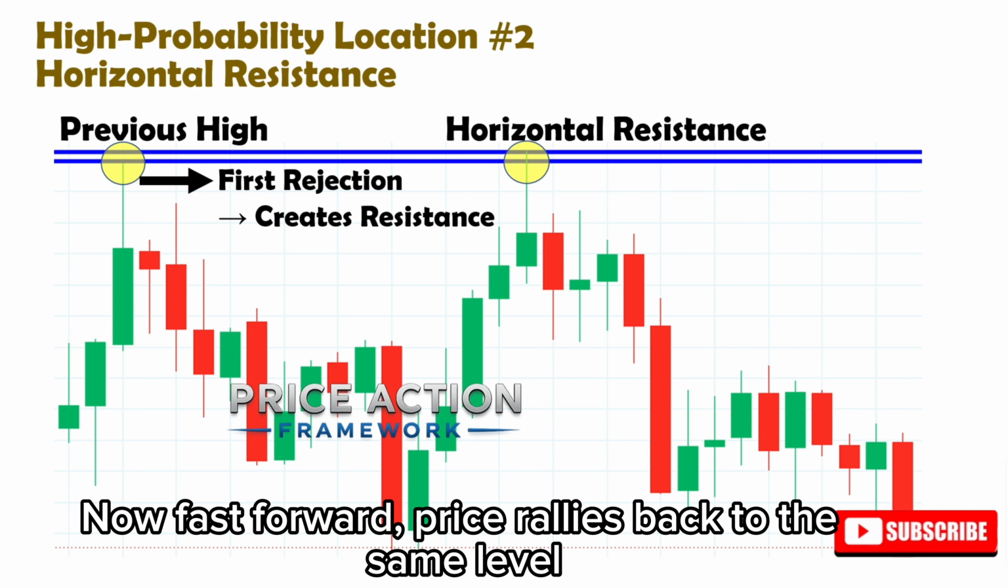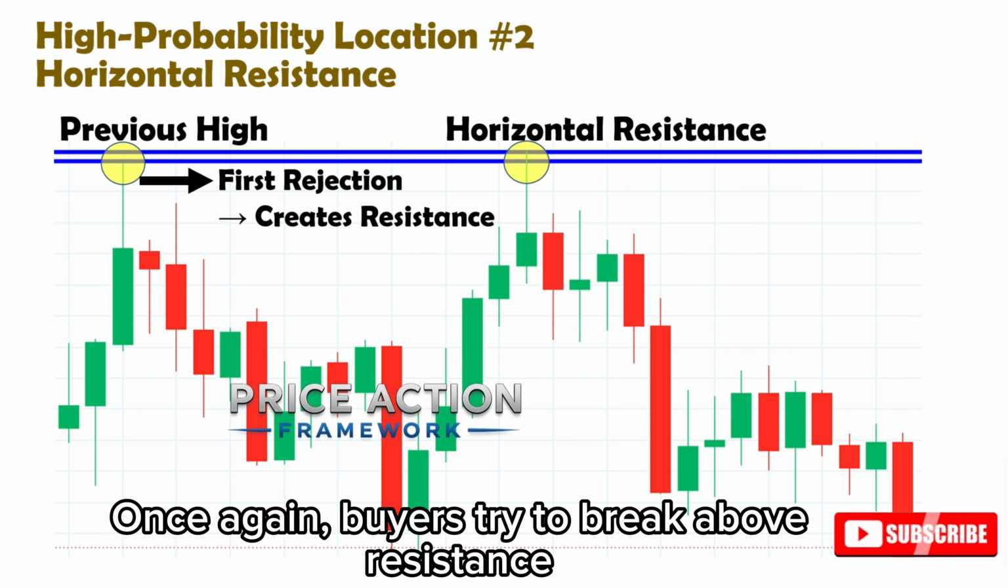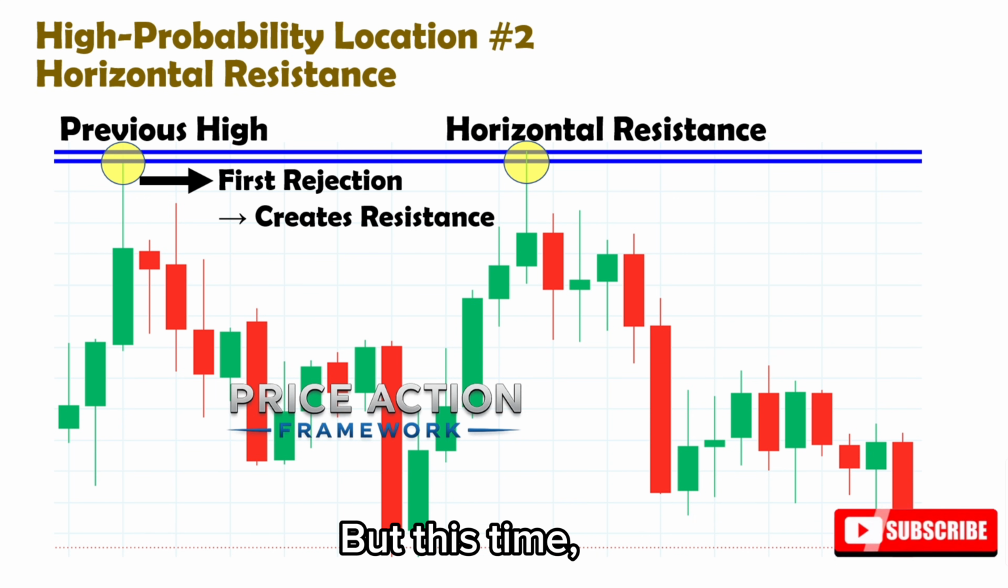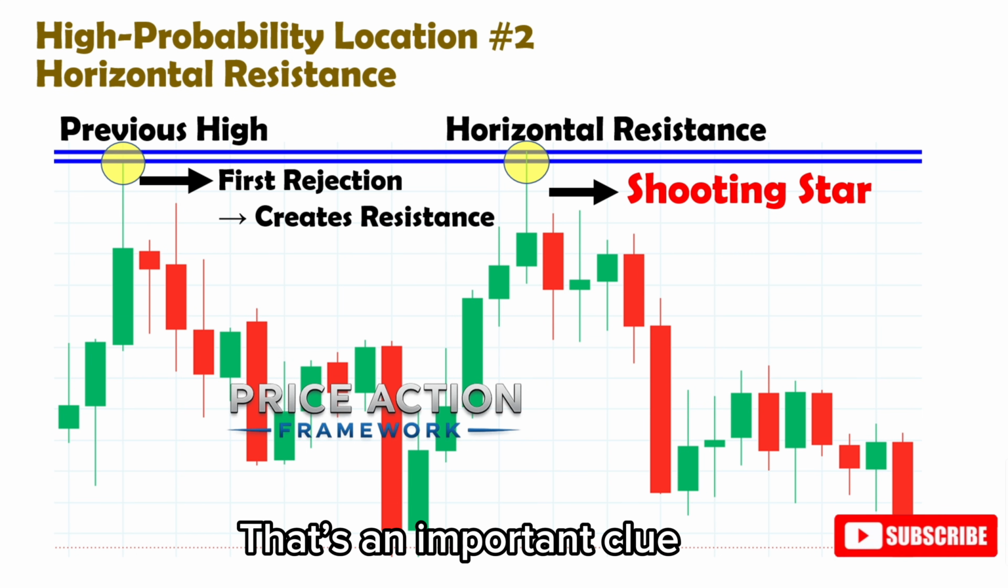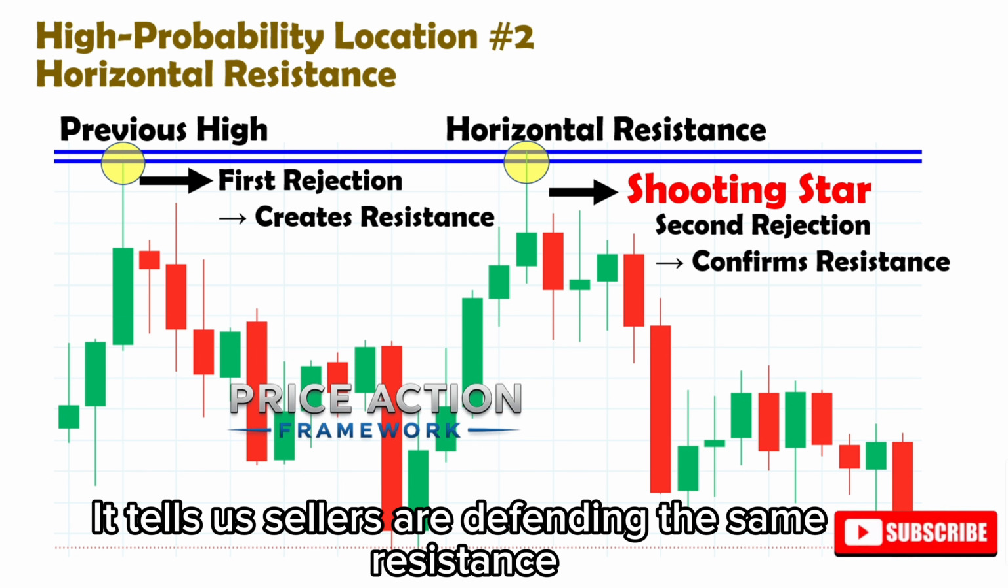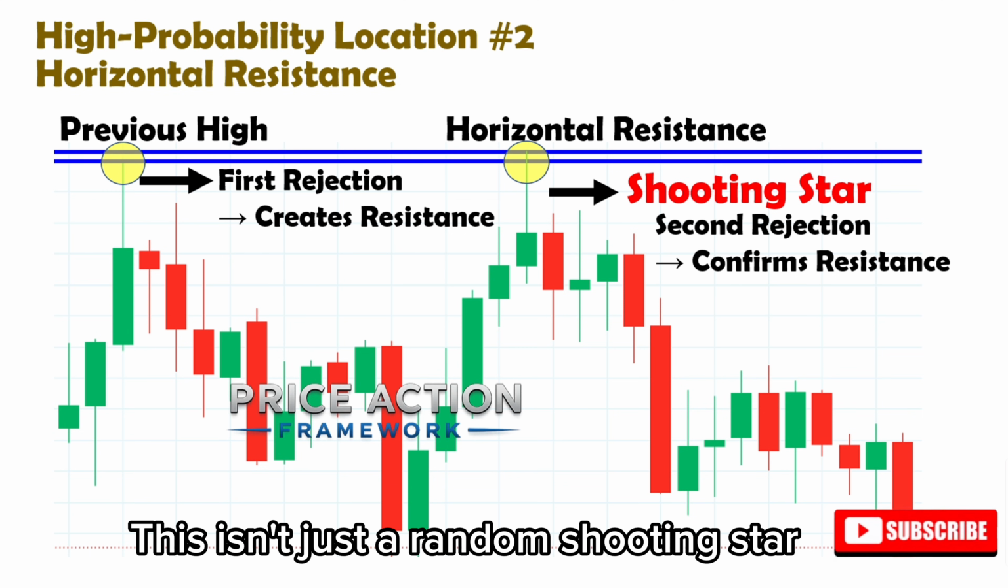Now fast forward, price rallies back to the same level. Once again, buyers try to break above resistance. But this time, a shooting star forms right at that previous high. That's an important clue. It tells us sellers are defending the same resistance level once again.